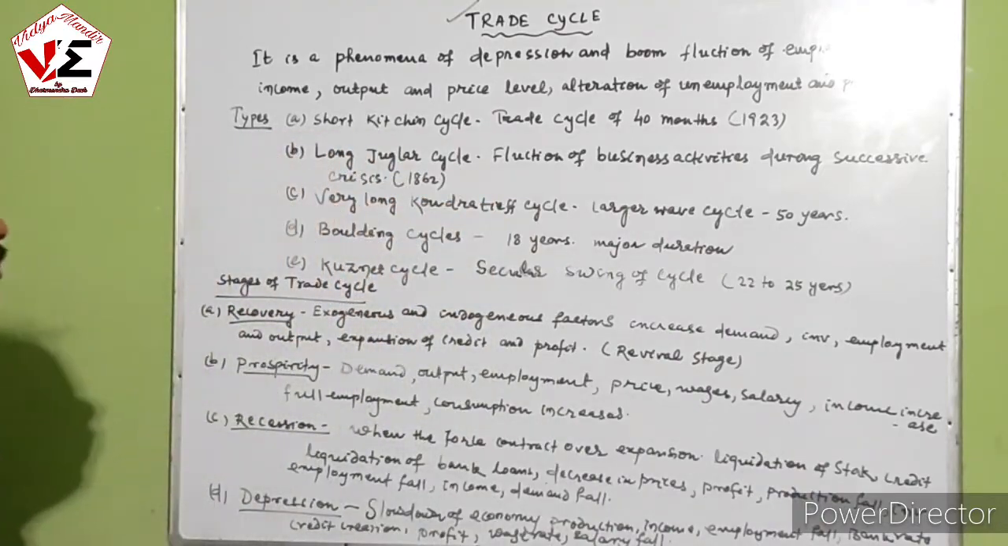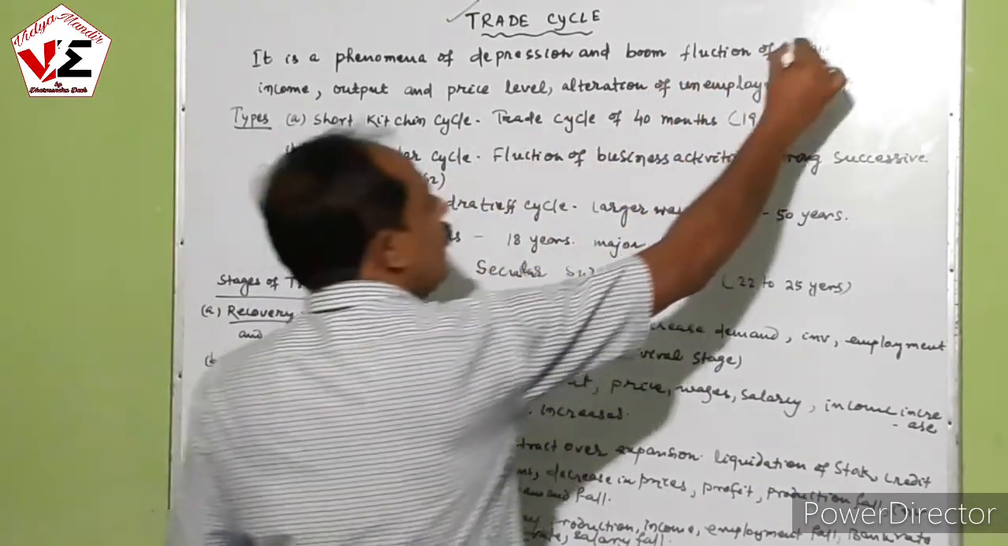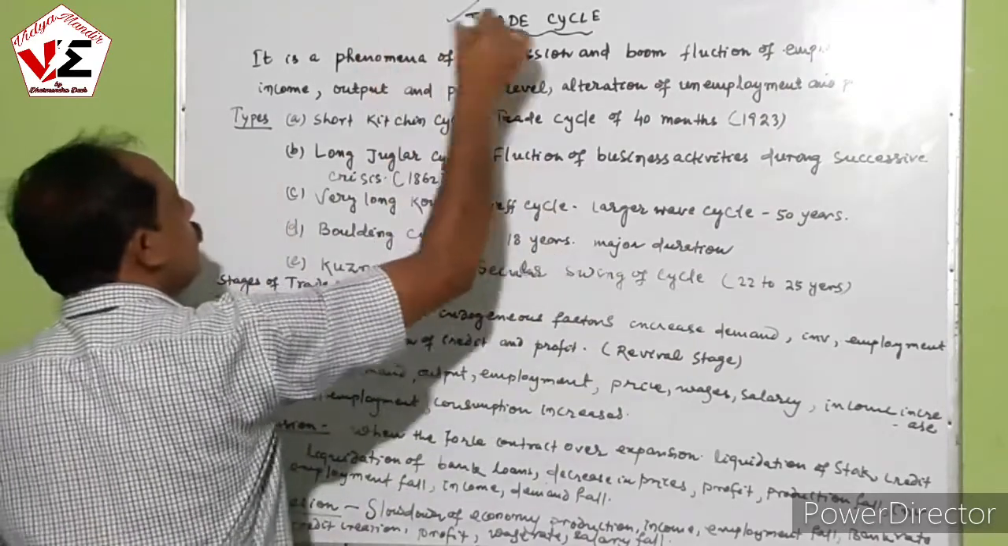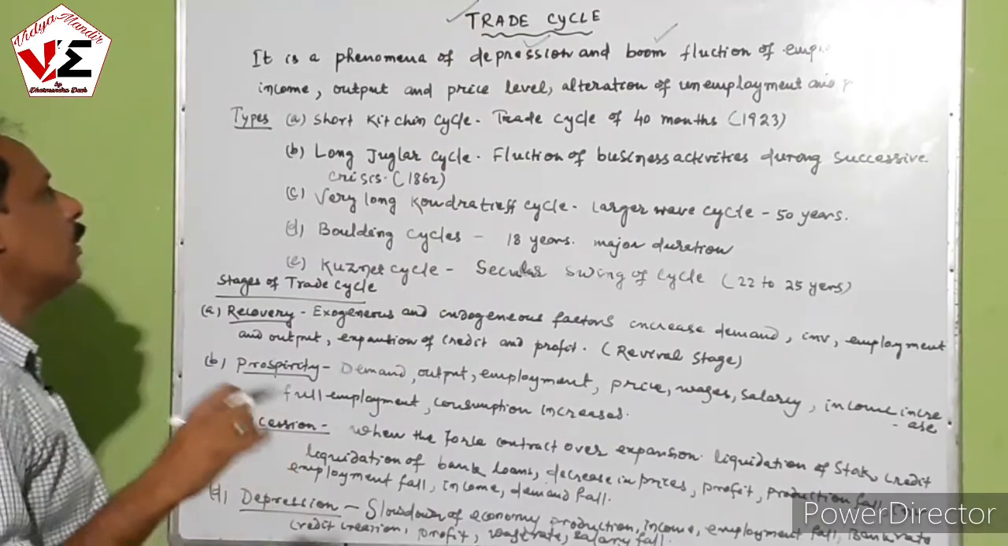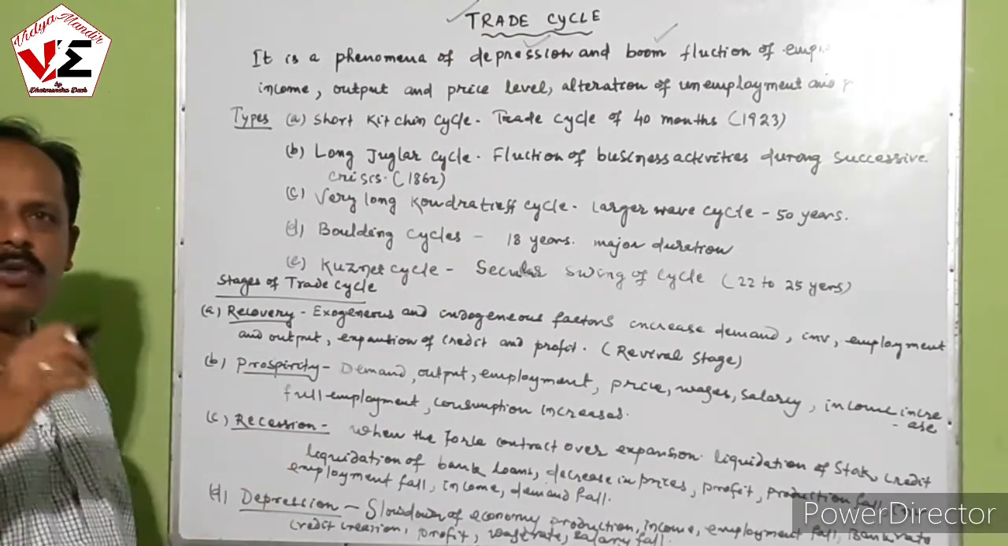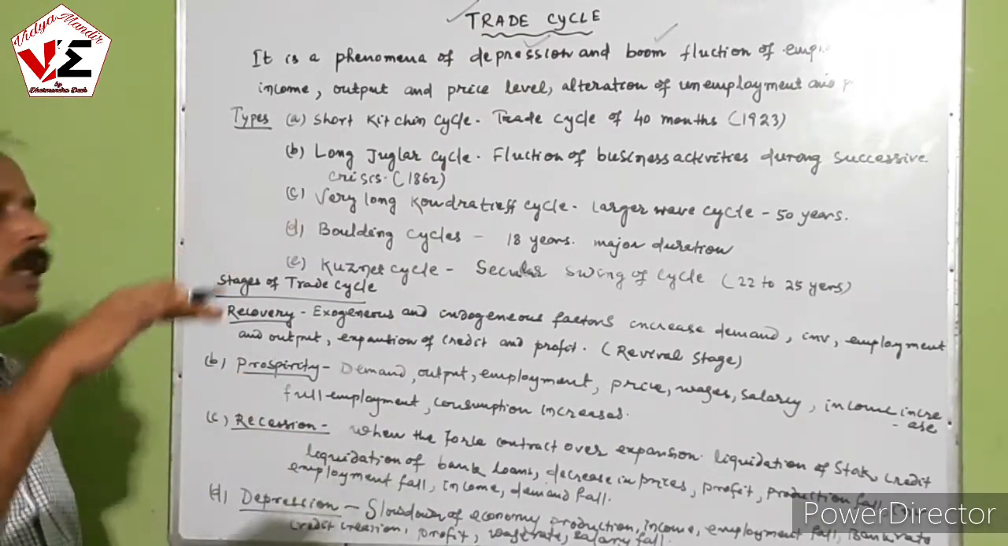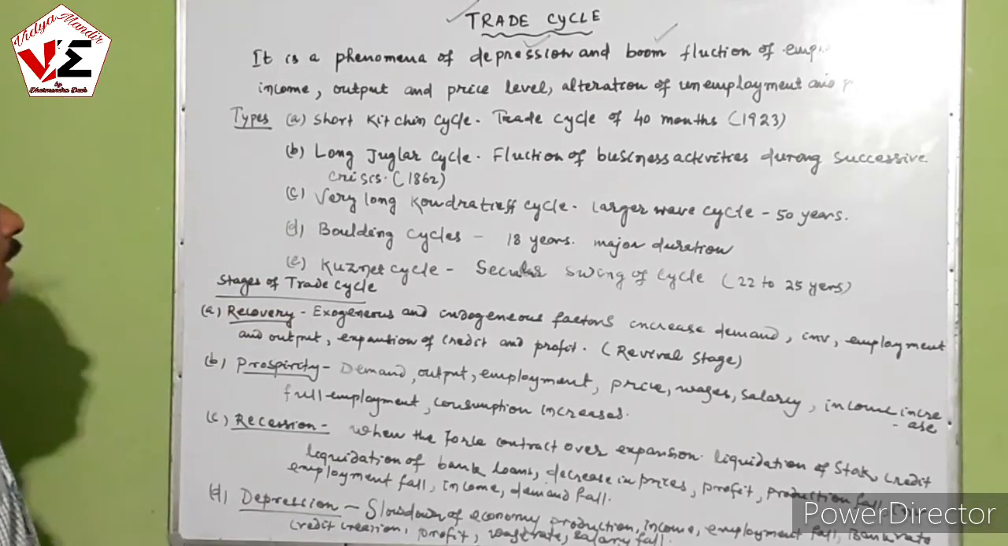And that is the fluctuation of employment, and we reach depression from the boom, boom to depression, and depression to boom. That's a process that is going on. That's the operation of the cycle. That is trade cycle. And why does trade cycle take place?